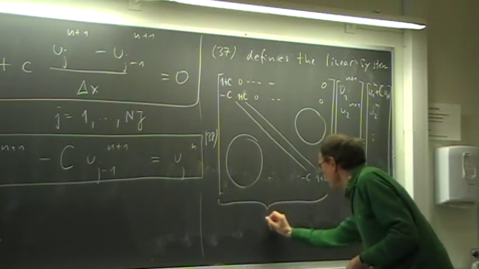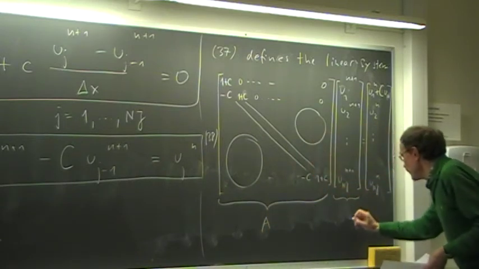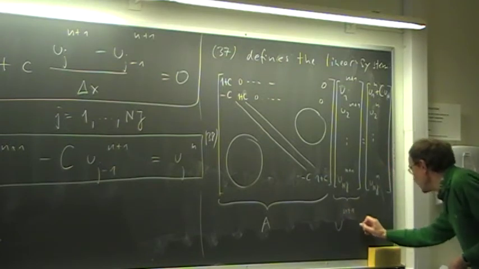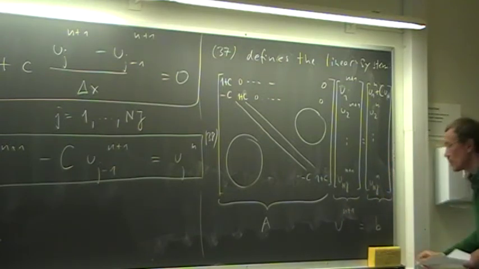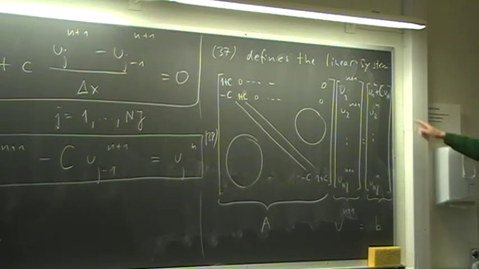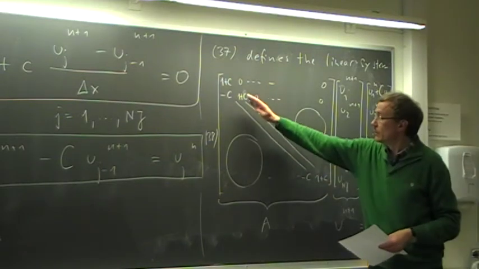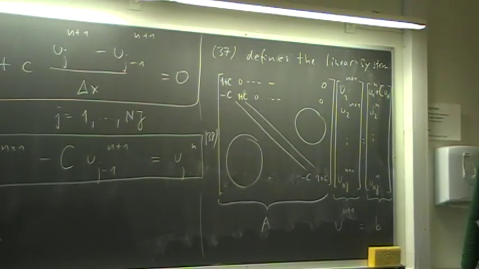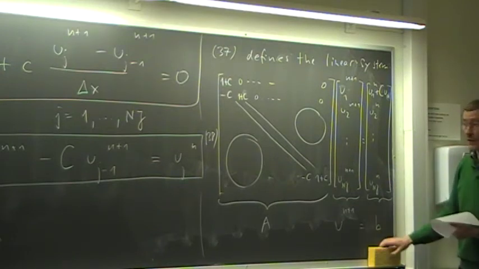This we call the matrix A. This is our unknown vector u at the new time level, and this is our right hand side B, which essentially contains all at the old time level, but here the boundary condition enters. So this is the system that we get. And if we look at it, we see this is a lower triangular matrix, actually a bidiagonal matrix, because we have only something in the diagonal and in the subdiagonal below. The rest is 0. So that means we can solve this very easily.